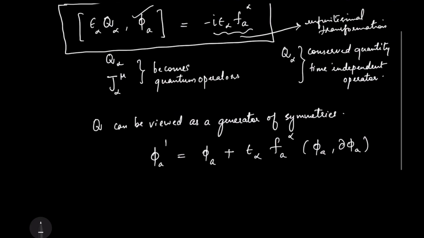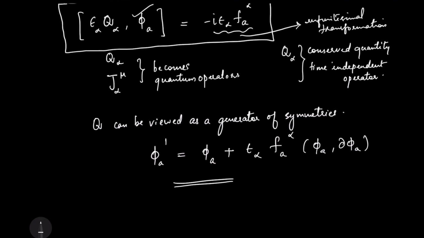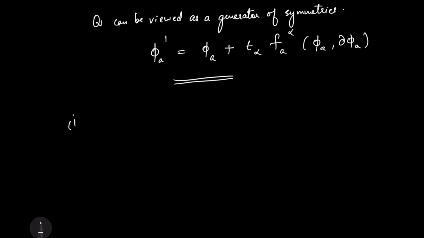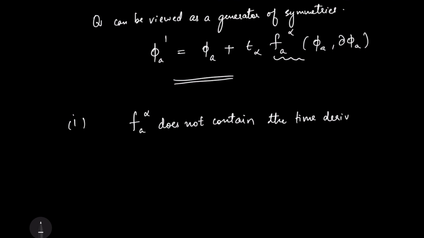Now suppose in this transformation, f a alpha does not contain the time derivative of the field. So we are just going to see the first case, case 1, where f a alpha does not contain the time derivative, and also K0 alpha is equal to 0. So this is a limited case.